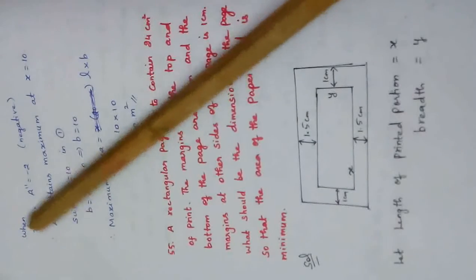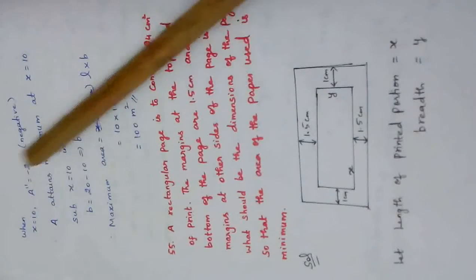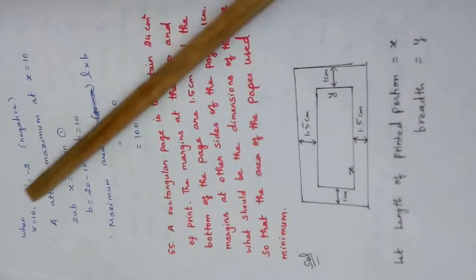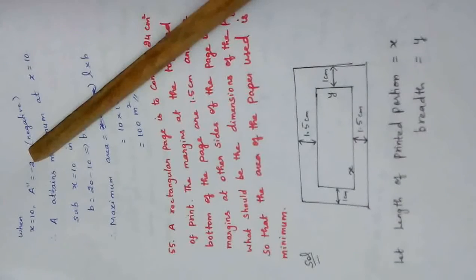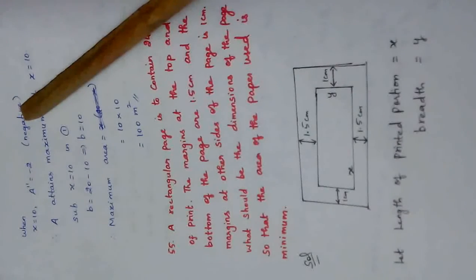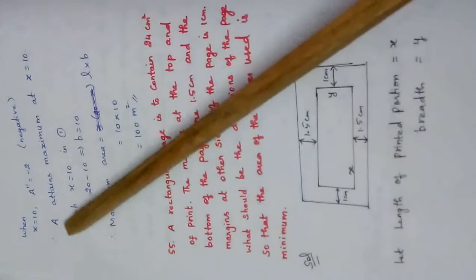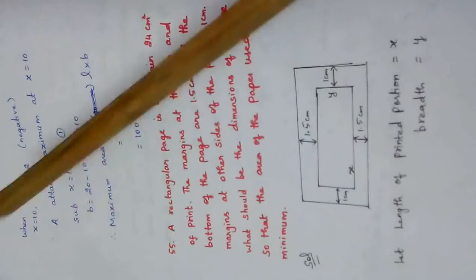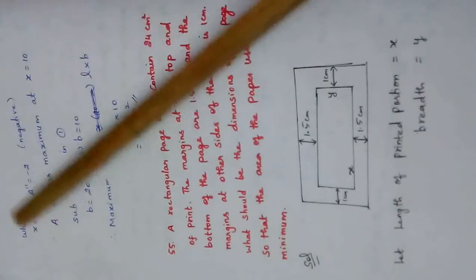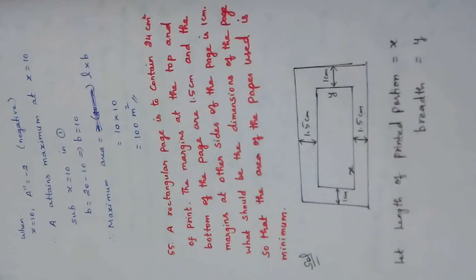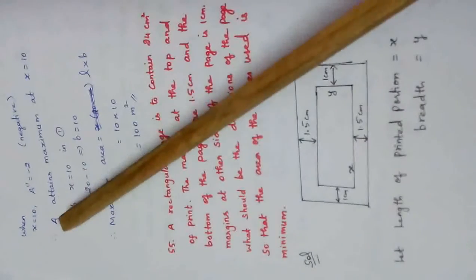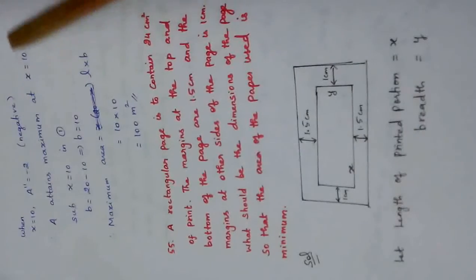So when x is equal to 10, what happens for A double dash? A double dash is only a number, so it will remain as it is, minus 2, which is a negative number. Many times we told, negative means this function A, the area, attains maximum at x is equal to 10. So the condition we obtained is, if we want the area to be maximum, the x value should be 10.